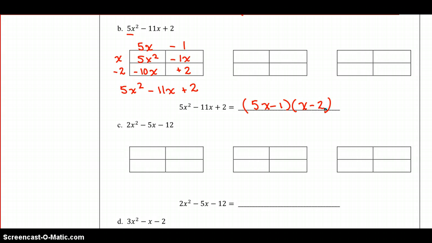And again, in upcoming lessons we're going to learn why this is a preferred form for this expression over this one when we're trying to solve these types of equations.